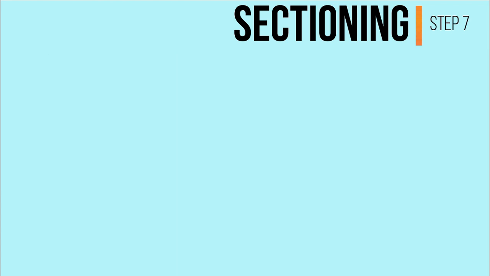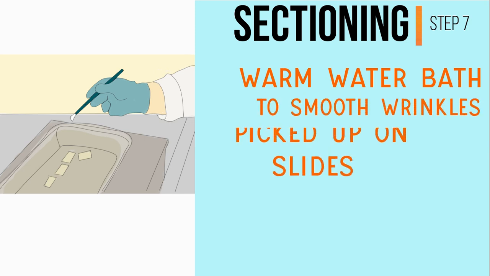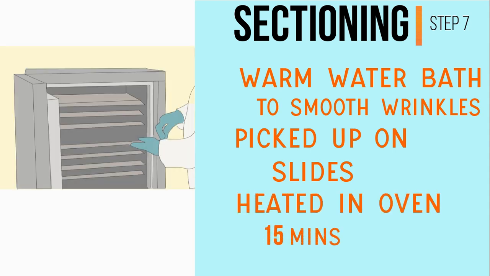As sections are cut, they are floated on a warm water bath to smooth out any wrinkles. They are then picked up on a glass microscope slide. The glass slides are then heated in a warm oven for about 15 minutes to help the section adhere to the slide.